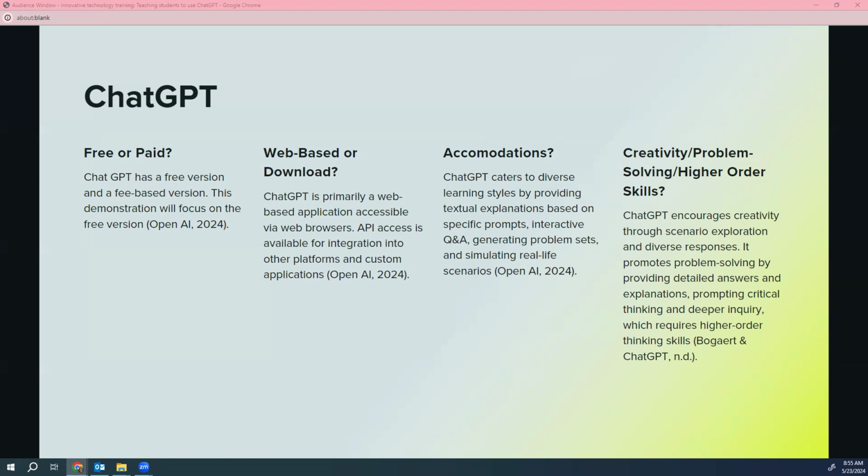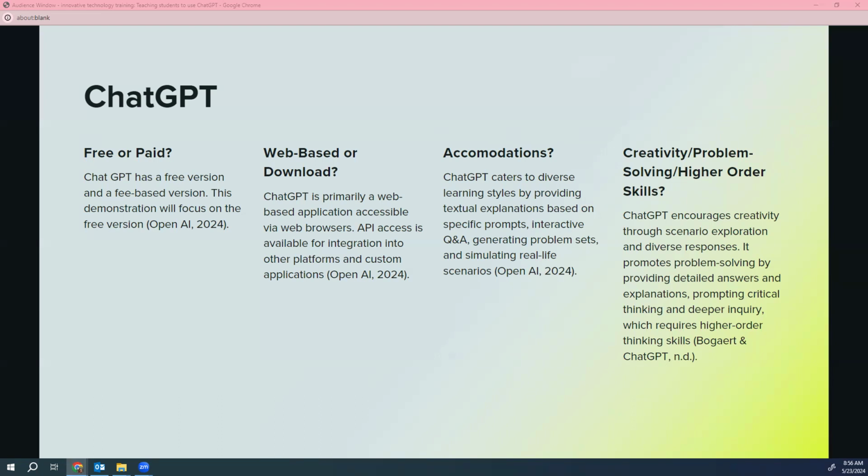ChatGPT also caters to diverse learning styles by providing textual information back. So you can give it specific prompts, and then it can interact with you using a Q&A, or question and answer, style. It can also generate problem sets or questions, and it can simulate real-life scenarios.